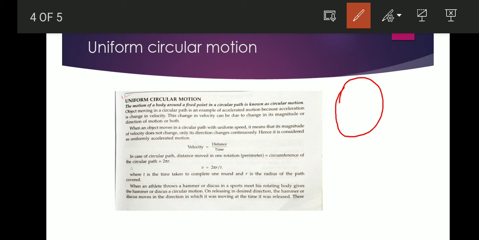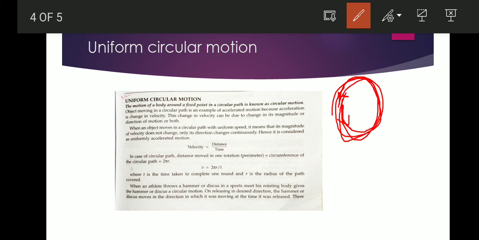Okay, initially your body starts moving from here, then it will move like this. This is called circular motion. An object moving in a circular path is an example of accelerated motion, because acceleration is change in velocity. If we change our direction, that means we are changing our velocity too. So this change in velocity can be due to a change in its magnitude or direction of motion, or both. This is called acceleration.